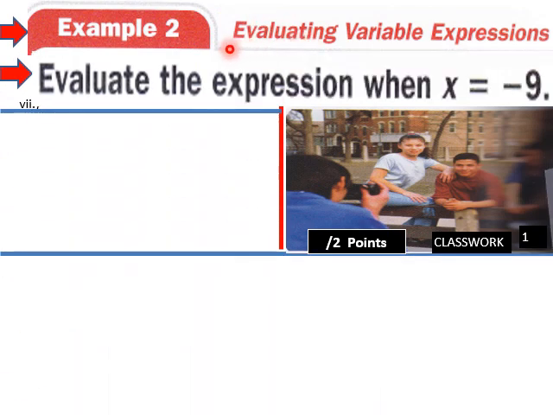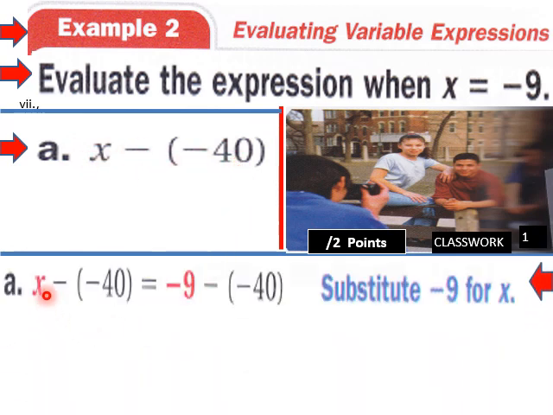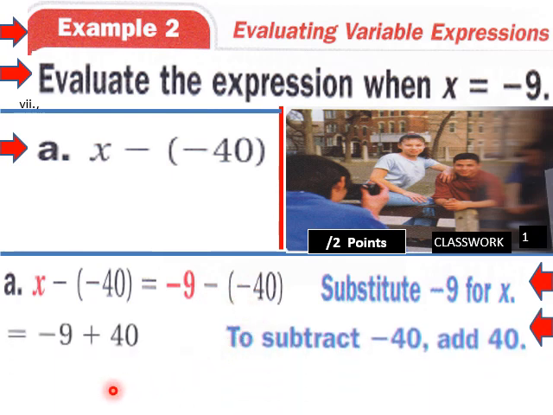Evaluating variable expressions. Evaluate the expression when x equals -9. So part a is x minus -40. So how will we do that? x minus -40 would be the same thing if we substitute -9 for x here. We're going to substitute -9 for x. We get -9 minus -40. And then a negative of a negative will be a +40. And then -9 plus 40.